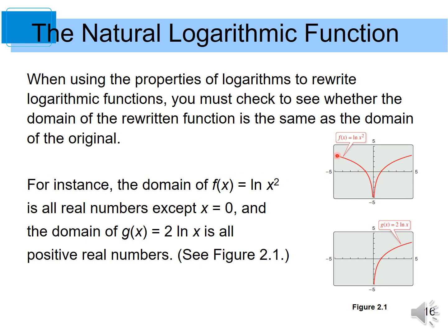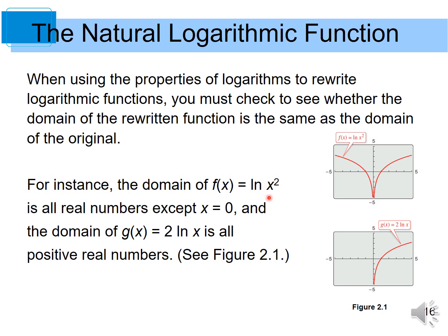And look at the negative side. Just take one negative value. Let's say you take negative 2. You substitute into this function, meaning that you will have natural log of 4. So this is valid. It's defined on the negative side.